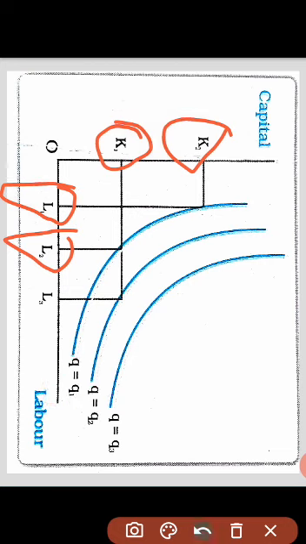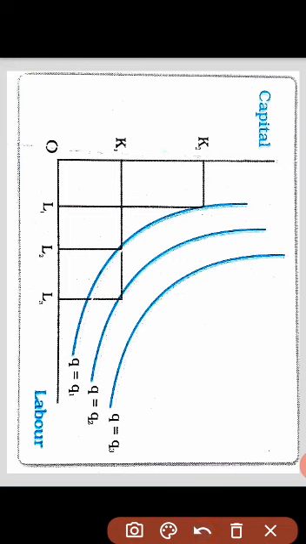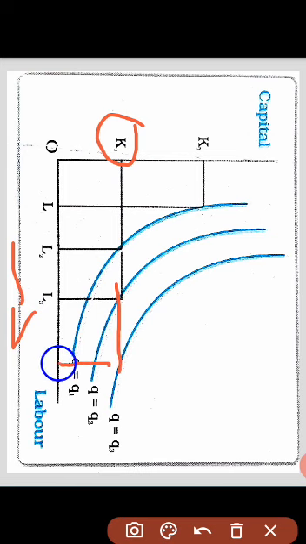How does it differ? Because here we are using the capital at the same level in Q1 and Q2 also, but there will be changes in L. As we are moving, we are using more and more labor. If you continue this line, it will intersect here, and another point will come, that will be L4. So it goes on changing.